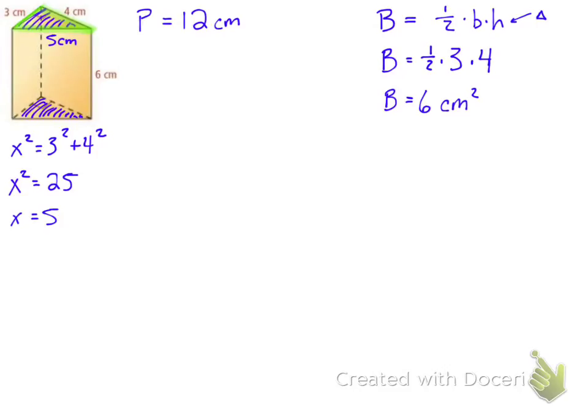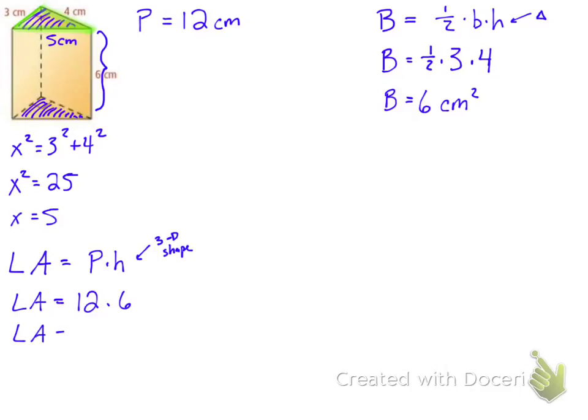And this is 12 centimeters for my perimeter. So then from there I can find my lateral area and my surface area. Lateral area is going to be my perimeter times the height. Again, that's the height of my 3D shape. My perimeter is 12, times the height, which is the distance between the bases. So it's going to be this distance here, which is 6. So my lateral area is 72.